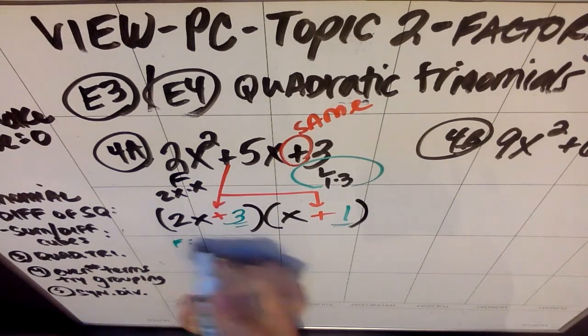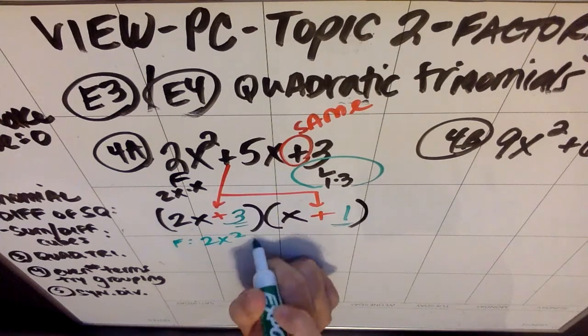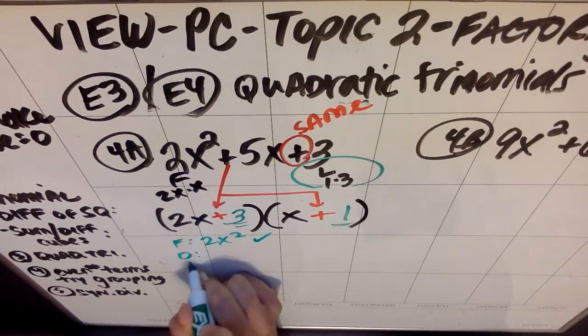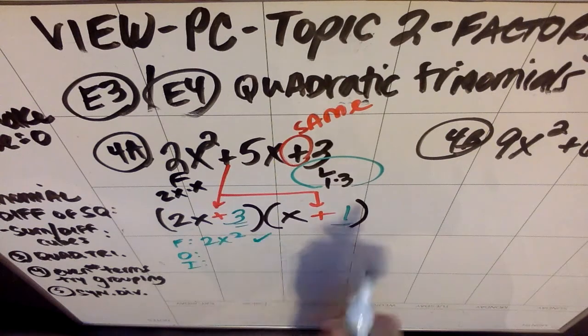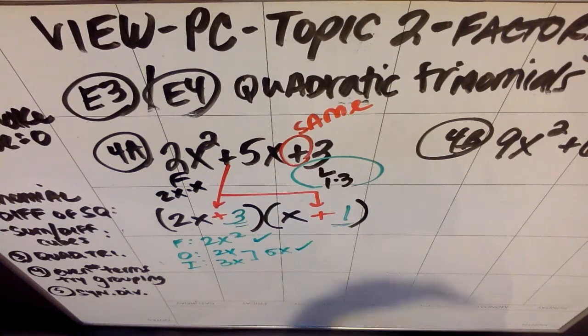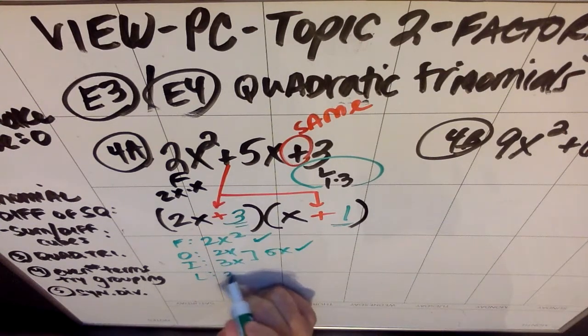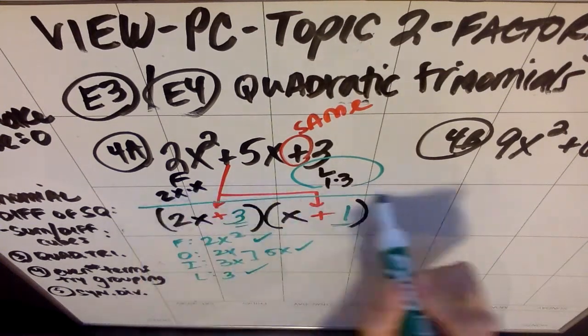When I FOIL, my first terms are 2x times x, which is a 2x squared. That's correct. My outer and inner together are a 2x and a 3x, which together is a 5x, so that's correct. And my last term is a 1 times a 3, which is a positive 3. So this is my answer.